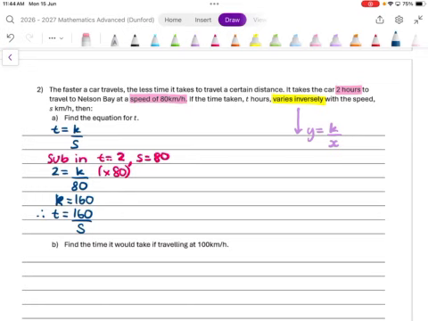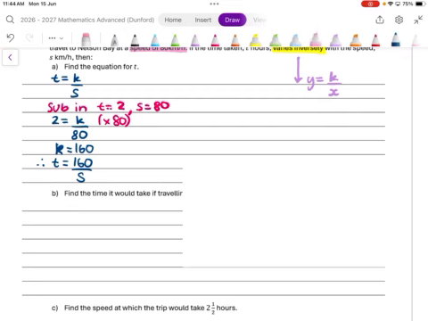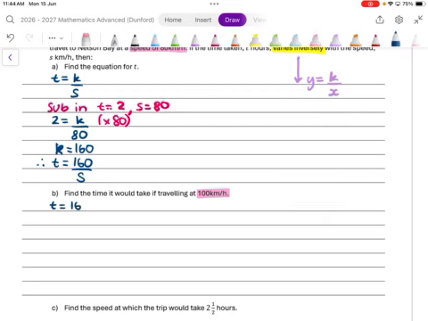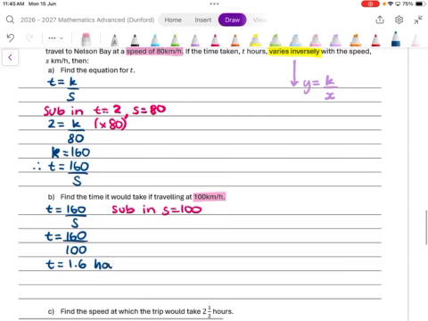Okay, part B, it says find the time it would take if travelling at 100 kilometres per hour. So we start off with that formula, t equals 160 on s. We are going to sub in s equals 100. What we get is t equals 160 on 100, so t equals 1.6 hours.